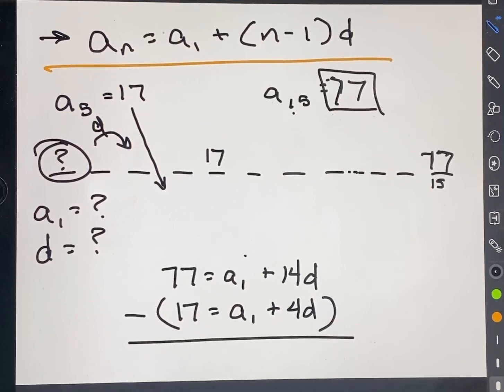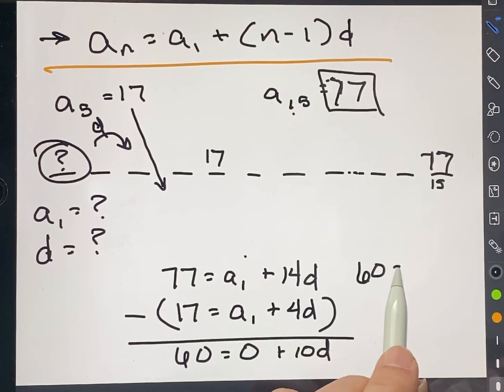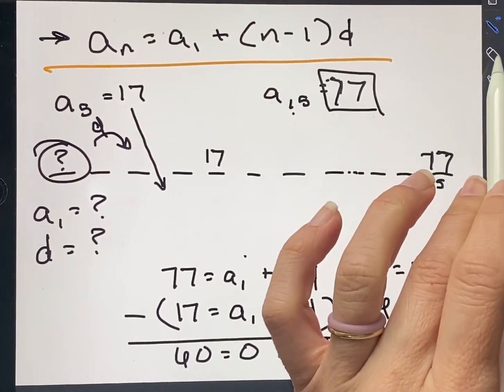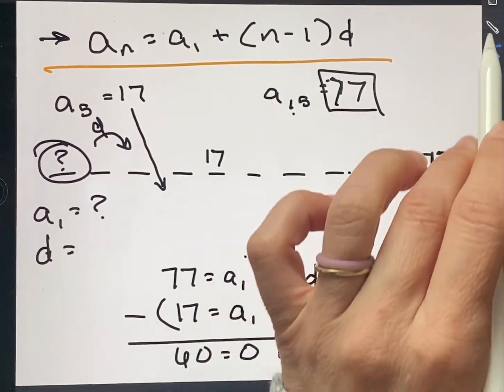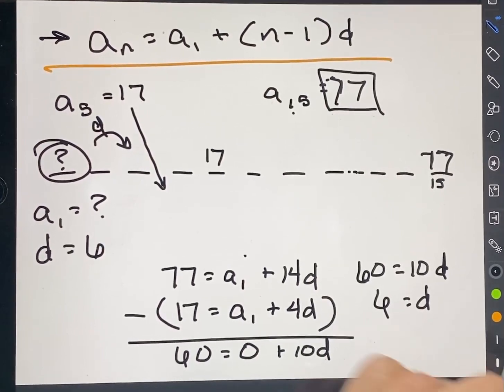We could also multiply through by a -1 and add. It's the same thing. 77 minus 17 gives me 60. A sub 1 minus A sub 1 is going to give me 0. 14D minus 4D is going to give me 10D. So now I simply have 60 equals 10D, and I can say that D is equal to 6. So now I no longer have a question mark. I'm going to plug in 6 over here.